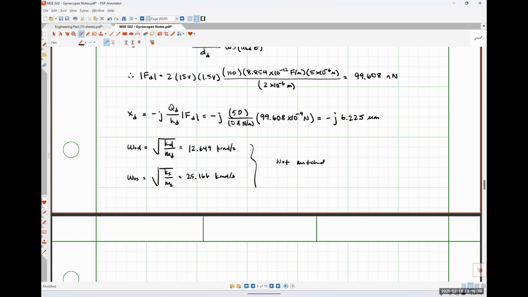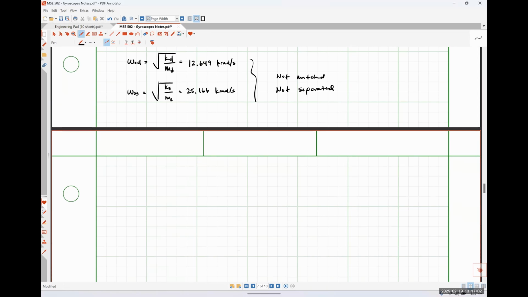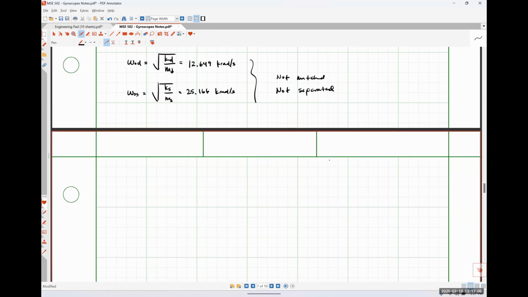But since omega naught S is only roughly twice as large as omega naught D, I wouldn't really count it as separated modes either, which means we would have to rely on our actual full transfer function to calculate XS, okay? So I'm just going to put not matched and not separated here. So let me show you something first, and then we'll talk about that.